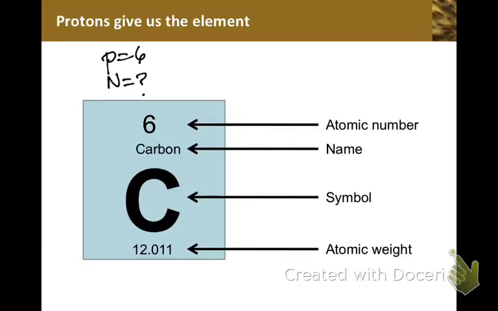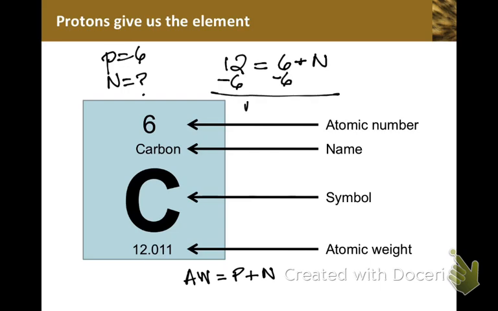Okay guys, so I've given you a couple minutes to figure this out. Essentially what you do here is, remember how I said the atomic weight equals protons plus neutrons. So you can do 12 equals 6 plus n. If you remember your math, you subtract 6 from both sides, and then you have neutrons equal 6. So that essentially can tell you how many neutrons you have.